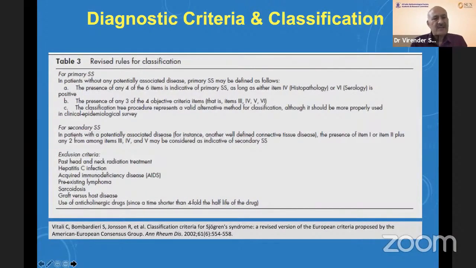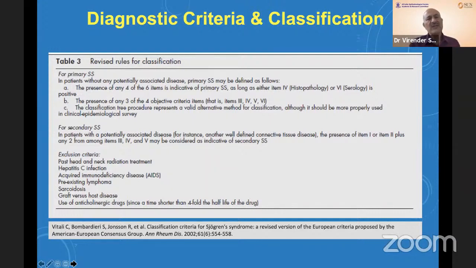The revised rules for classification are: primary Sjogren syndrome, in which any 4 of the 6 items from that previous list are met. And for secondary, if there is a potentially associated disease, which we discussed.